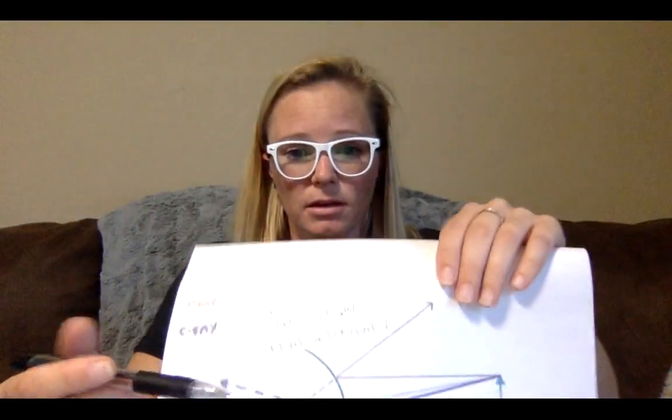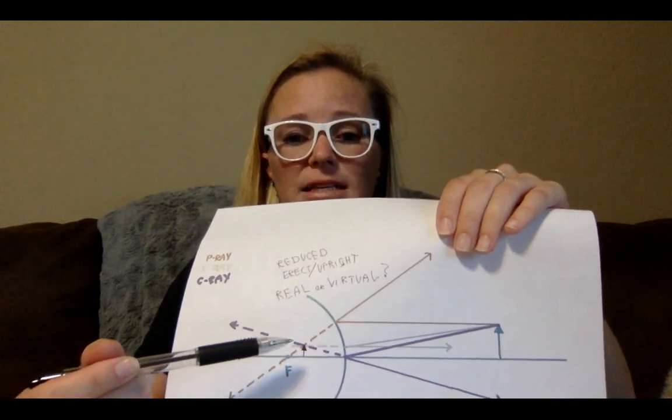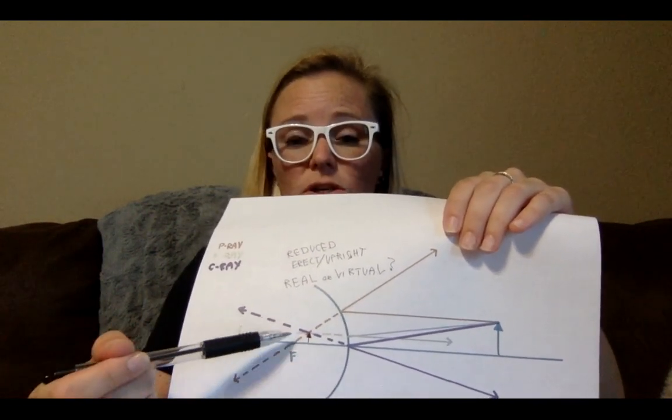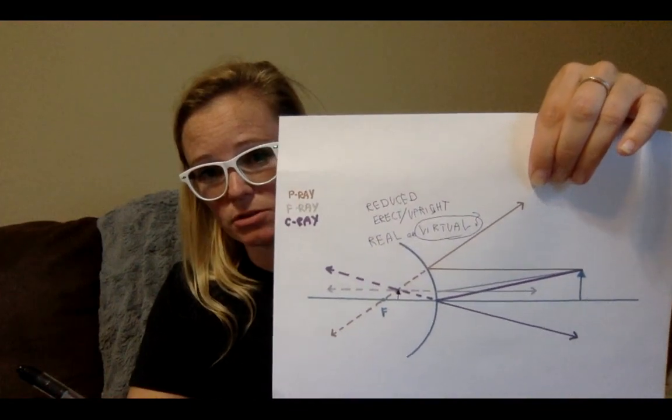So I want to bring back up here real and virtual. Hopefully we've already talked about it in the previous video. Remember that real is whenever all the light rays are actually being converged, in front of the mirror. Your virtual images are the ones that meet on the back side or the other side. You had to trace back, in other words. Anytime you have to trace back, it is going to be a virtual image.